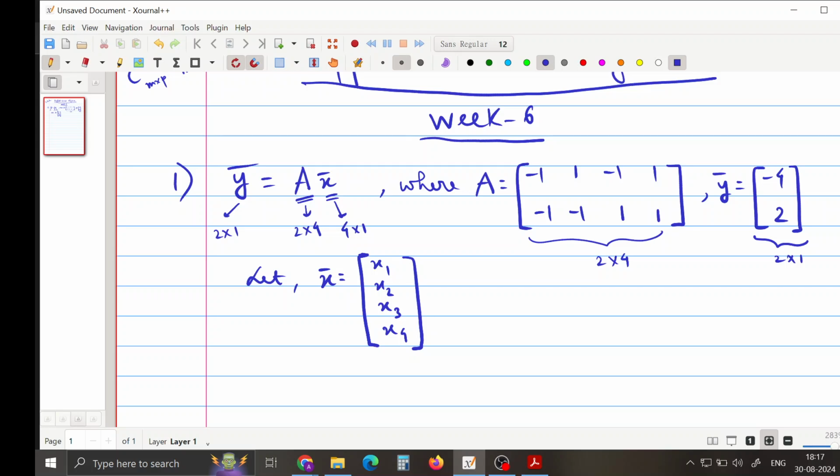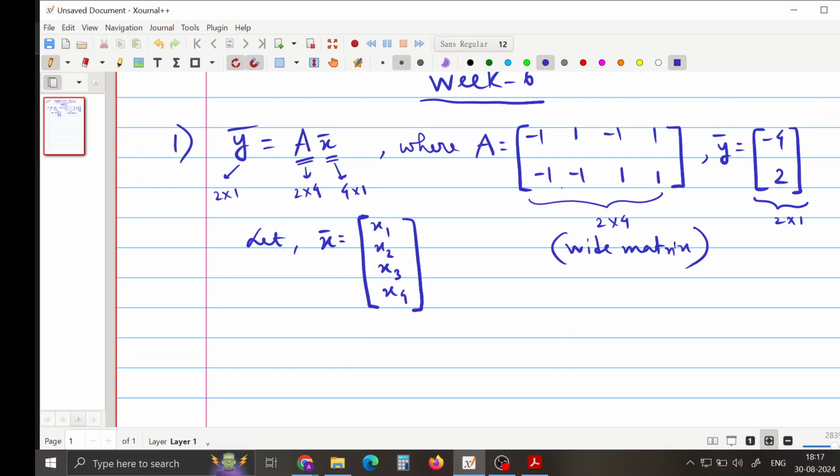So I'm wanting to get a solution for this x bar, and particularly the least norm solution for x bar. And A, as you can see from the structure itself, it's a wide matrix. Why a wide matrix? Because it has more columns than rows. And if you want to write the system in equation form, this is expressed in matrix form as y equals Ax. But if you expand and write in terms of the unknowns, what can you say?